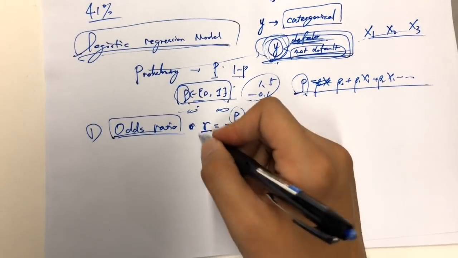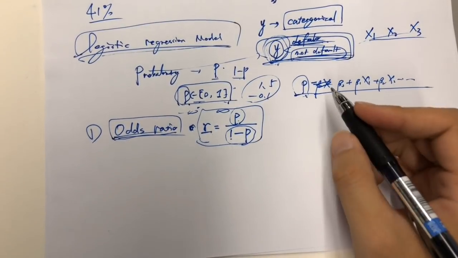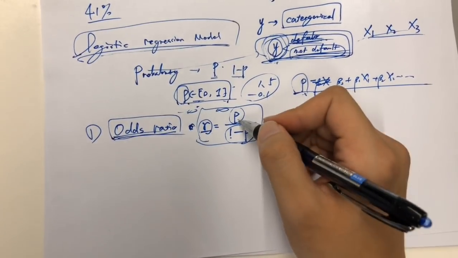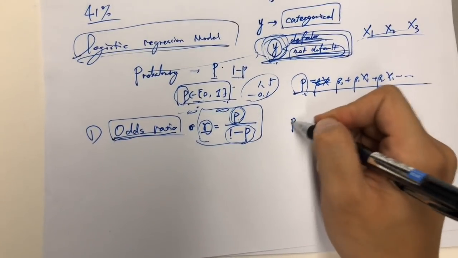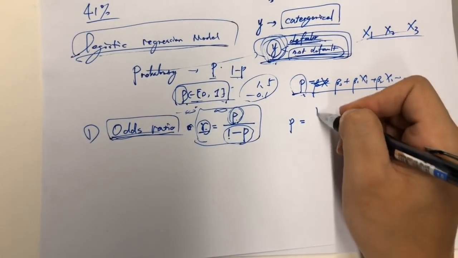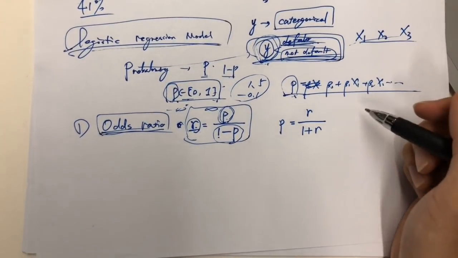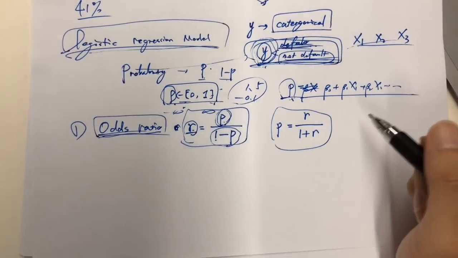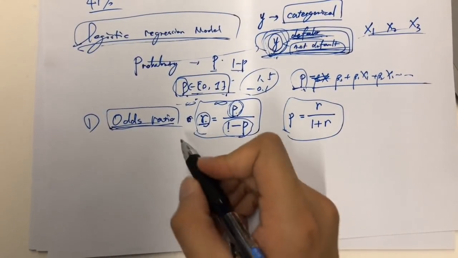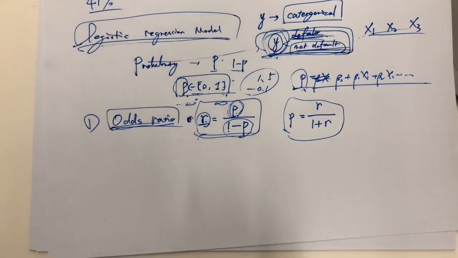All right, so this is the first thing. You need to know what the odds ratio is. And again, if you are given the odds ratio, you need to be able to solve for the probability. So if you solve for P in terms of R, it becomes R divided by 1 plus R. Okay, so this is the probability. So this is the first thing, the odds ratio.